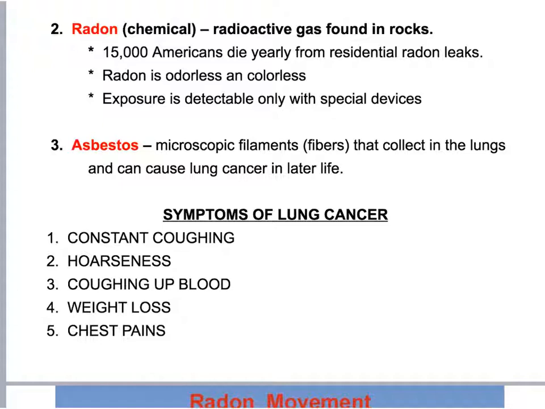A third cause of cancer is asbestos. They're microscopic filaments or fibers that can collect in the lungs and cause lung cancer in later life. Symptoms of lung cancer include: 1, constant coughing; 2, hoarseness; 3, coughing up blood; 4, weight loss; and 5, chest pains.